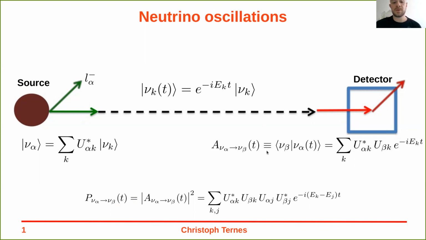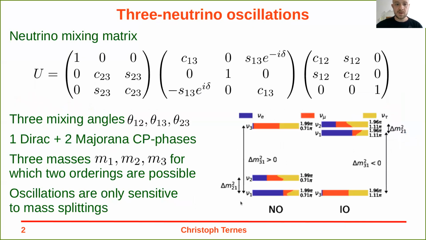From this formula, we obtain immediately the neutrino oscillation probability by taking the absolute value squared given here. So in general, the mixing matrix U here can be parameterized in this form as a sequence of 3 rotations. So we have 3 mixing angles, theta 1-2, 1-3, and 2-3, and the Dirac phase delta, which is going with the 1-3 rotation here.